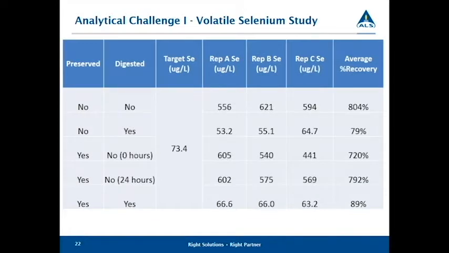And again, just to prove that this was actually occurring, we did a little study at ALS to demonstrate that the enhancement effects were due to volatile selenium compounds and not something else in that particular sample. So we spiked some DI water with 73.4 micrograms of dimethyl selenide. And we set up several controls, and we also left an undigested but preserved sample for both 0 hours and for 24 hours to see whether the preservative would eventually break down the dimethyl selenide like the digestion does.